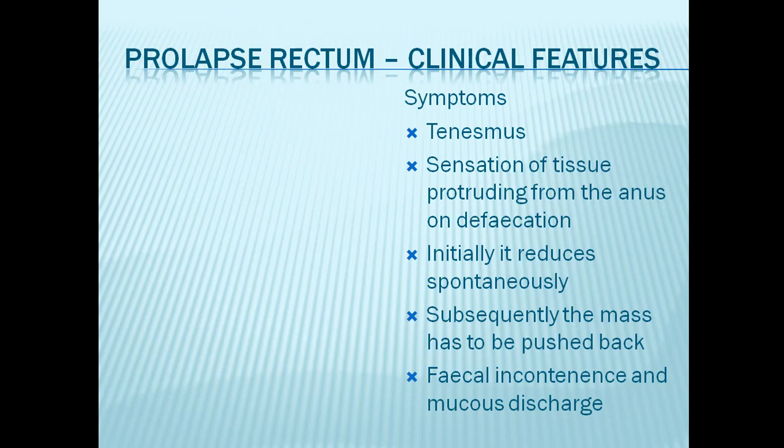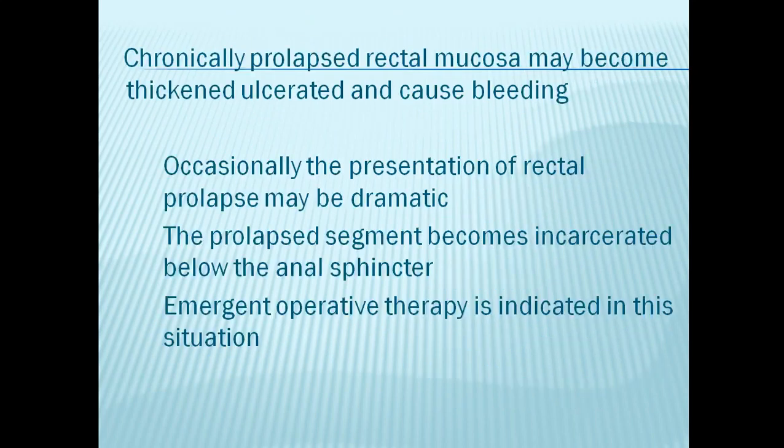Now, what are the clinical features of the prolapsed rectum? The symptoms could be tenesmus, that is feeling of incomplete evacuation, sensation of tissue protruding from the anus on defecation. So initially it might get reduced spontaneously, but subsequently the mass has to be pushed back. So this may result in fecal incontinence and mucus discharge. So these are some of the clinical features.